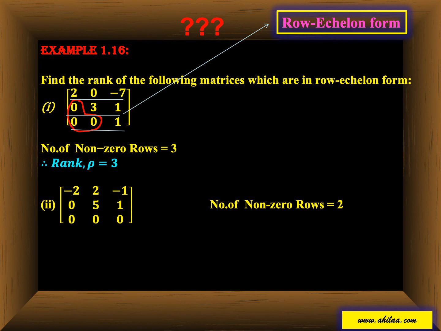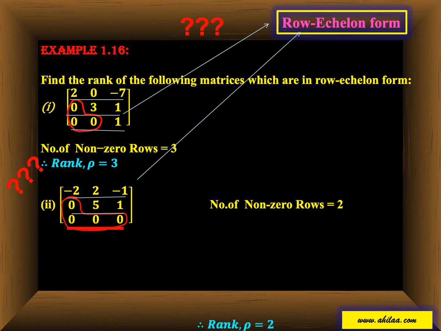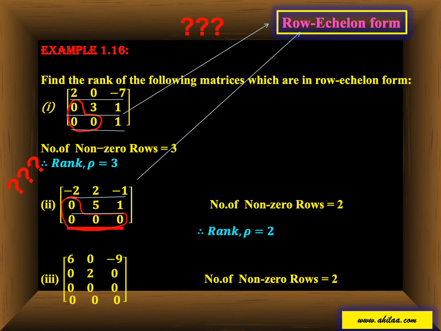Second problem, it is also a 3 by 3 matrix. Here, the last row is a 0 row. And you can confirm that the given matrix is in row-echelon form. So, we count the number of non-zero rows. First and second rows are non-zero, but the third row is completely 0 elements. So, it is a 0 row. So, number of non-zero rows equal to 2. Therefore, rank is 2.